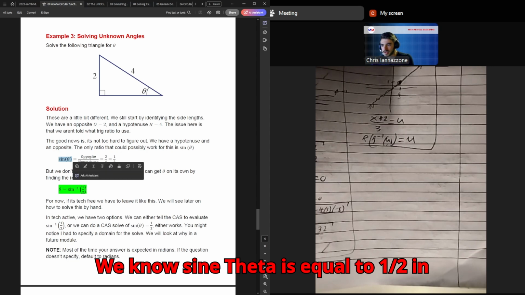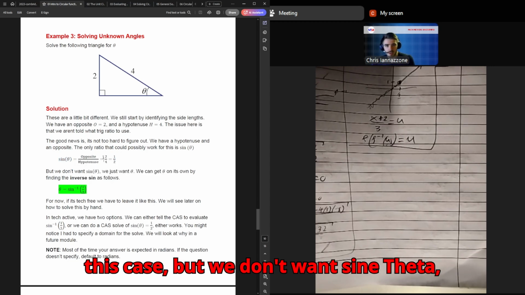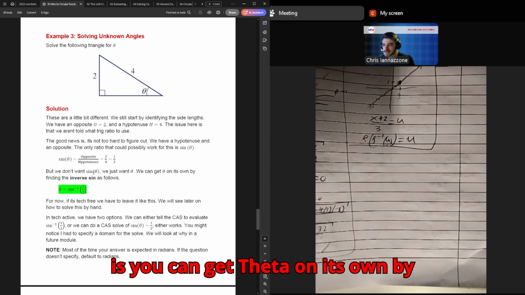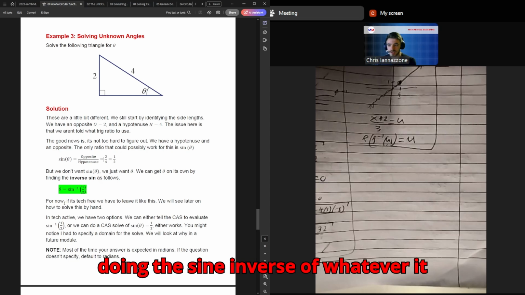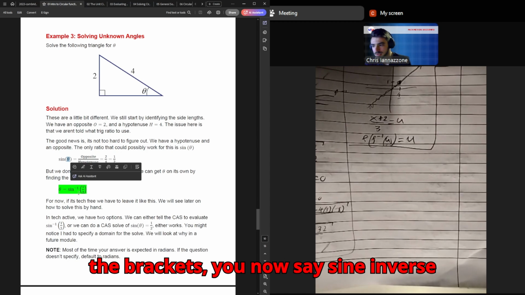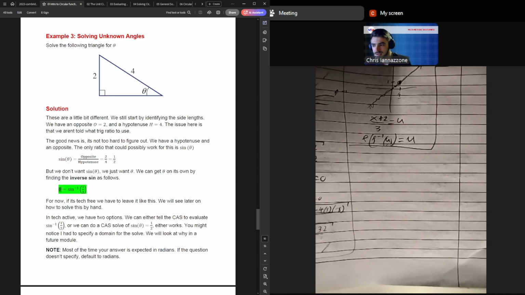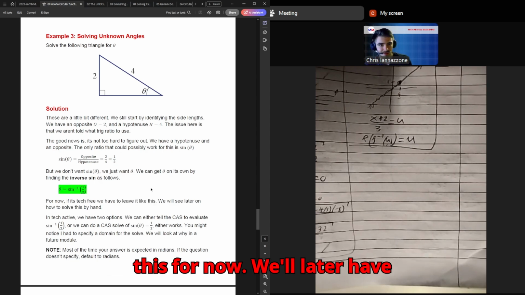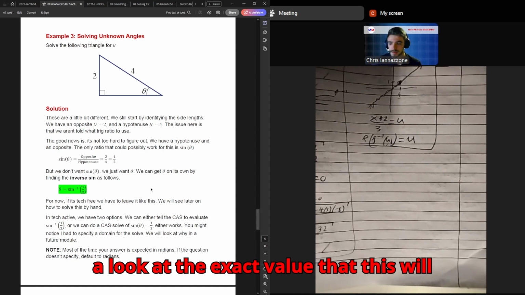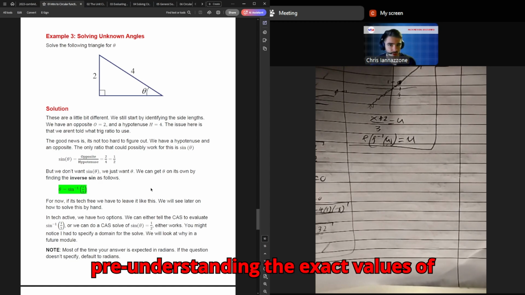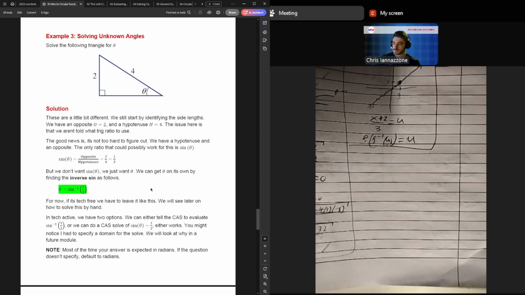Now, we know sine theta is equal to a half in this case, but we don't want sine theta, we just want theta. The way this works is you can get theta on its own by doing the sine inverse of whatever it equals. So instead of putting theta in the brackets, you now say sine inverse and you put the half in the brackets. In Tech Free, you would leave it like this for now. We'll later have a look at the exact value that this will be. But pre-understanding the exact values of trig, this is where you would leave it.